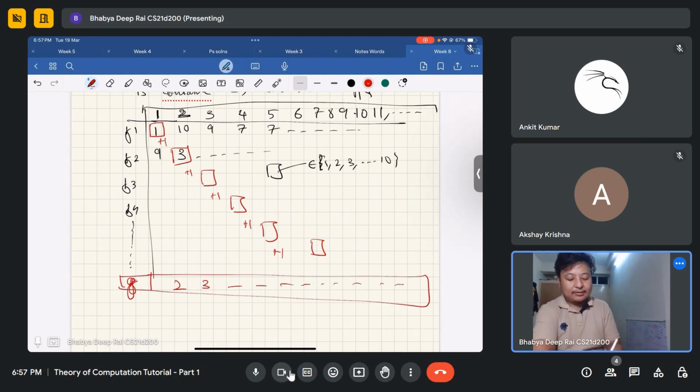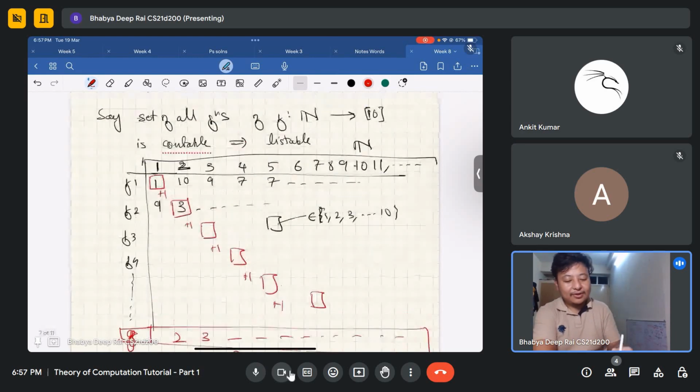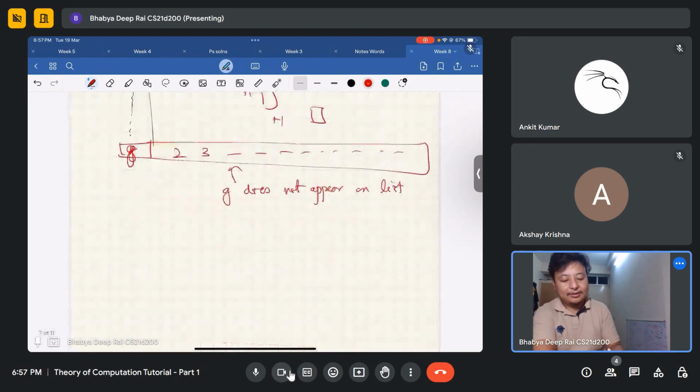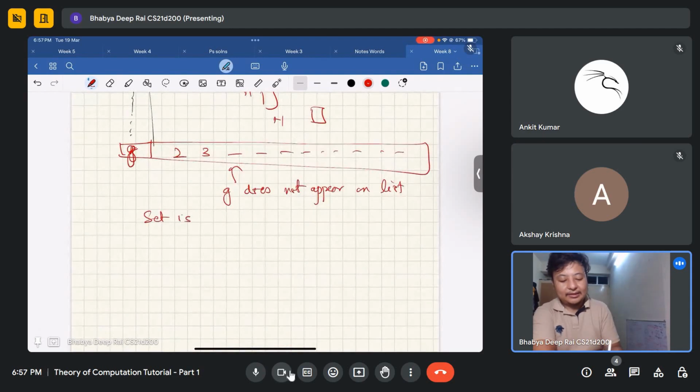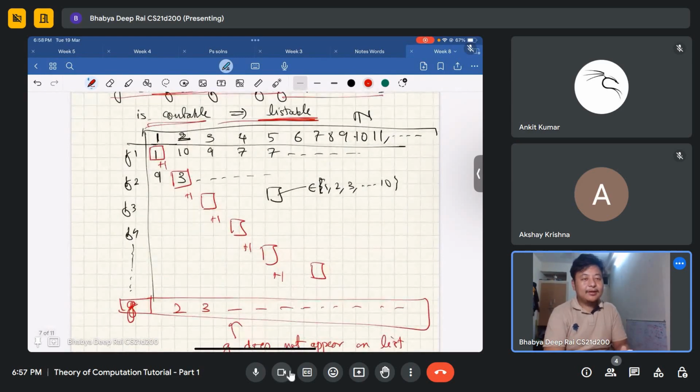Let me call it g. G is this function that does not appear on the list. So this contradicted the fact that the set of all such functions is listable, right? So it means that the set of all such functions is not countable. The set is uncountable. Getting it? Is this clear? It's the same diagonalization principle but applied to functions.